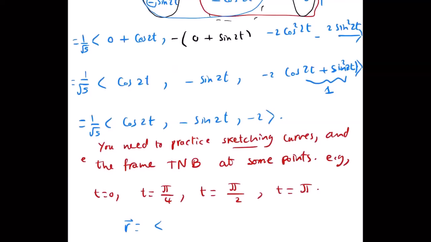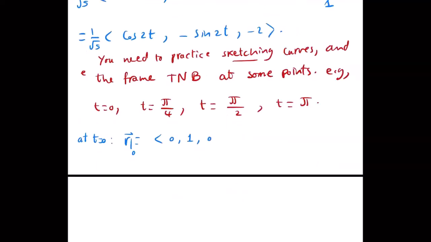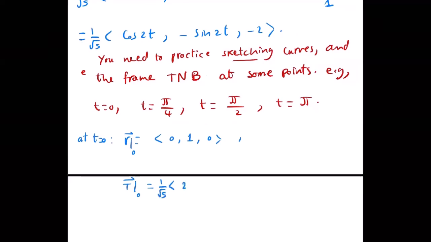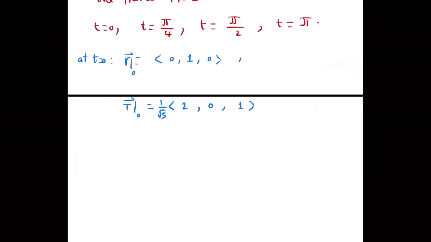Cosine 0 is 1, vector. T at 0 is, what's T? 1 over root 5 times the vector 2 cosine 2t, so it's 2. Cosine 0 is 1, so it's negative. Sine 0 is 0. Here is 1. This will be the unit tangent vector.